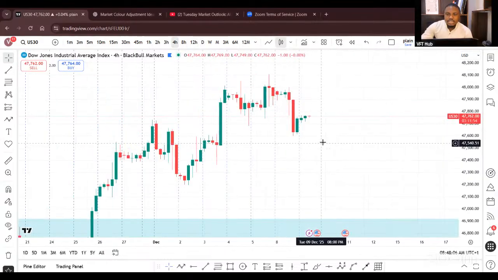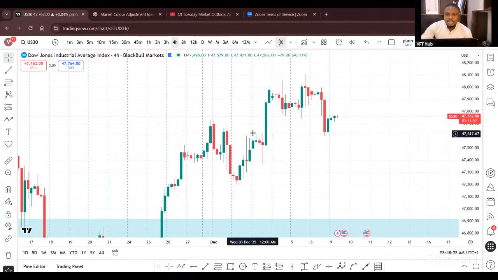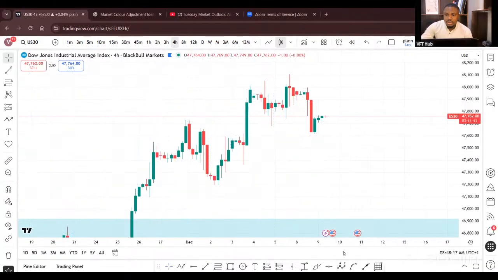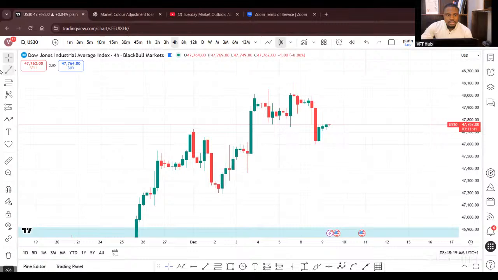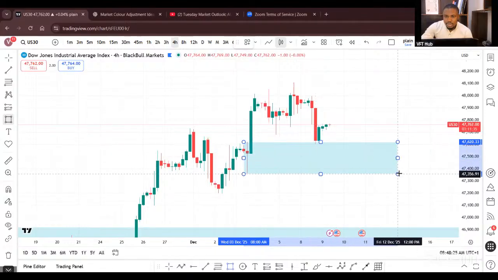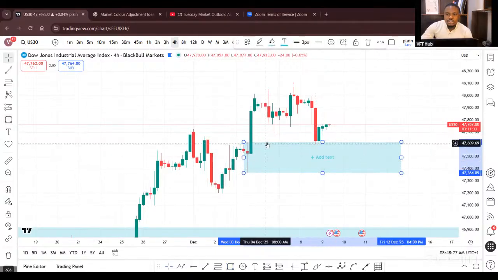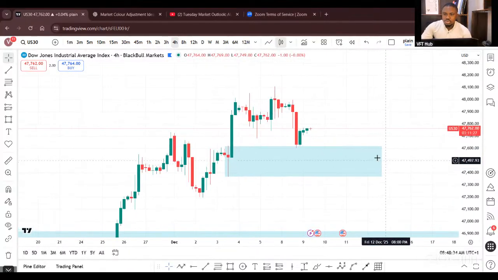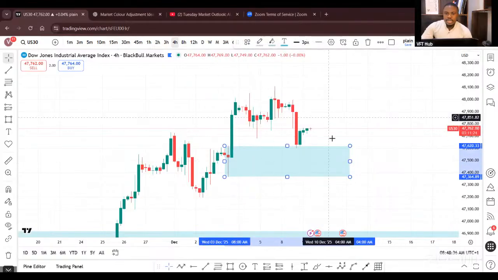On the 4-hour time frame, price just tapped into this order block, this 4-hour order block, and then we're beginning to see the push again. Let me mark this out so we can understand properly. It tapped into this 4-hour order block, which on the daily time frame is just a fair value gap. Now it makes sense for us to see the market from this zone continue its movement to the upside.